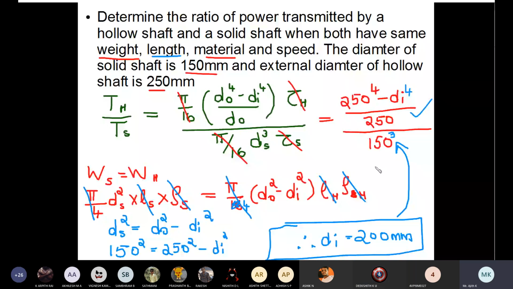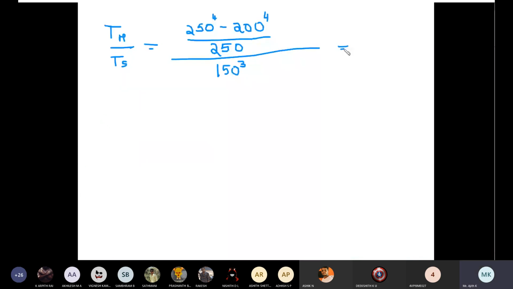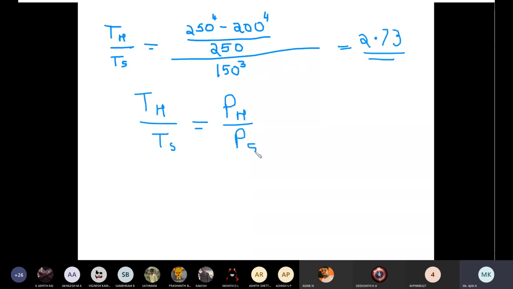So when you substitute, the final answer you will get is 2.73. The meaning of this answer is: the torque transmitted by the hollow shaft divided by the torque transmitted by the solid shaft, which is equal to the power transmitted by the hollow shaft by the power transmitted by the solid shaft, is equal to 2.73.